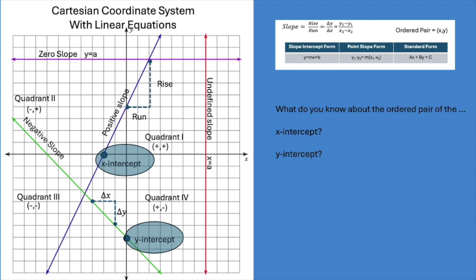I'm going to come over here with my pen. This dot right here is the x-intercept. What is the ordered pair for that particular line? Can you tell me the ordered pair for that one? Negative 2, comma 0. For that intercept, it's negative 2, comma 0. Are you with me?